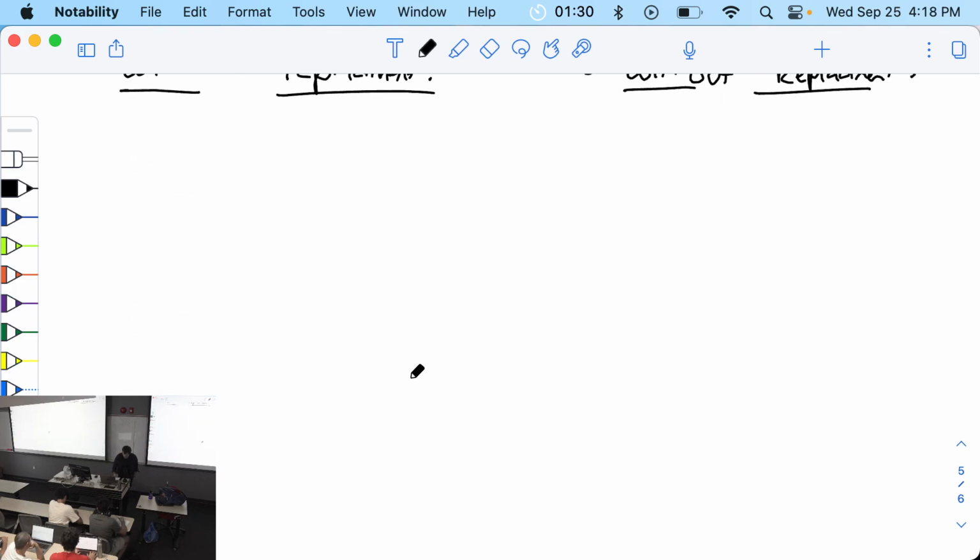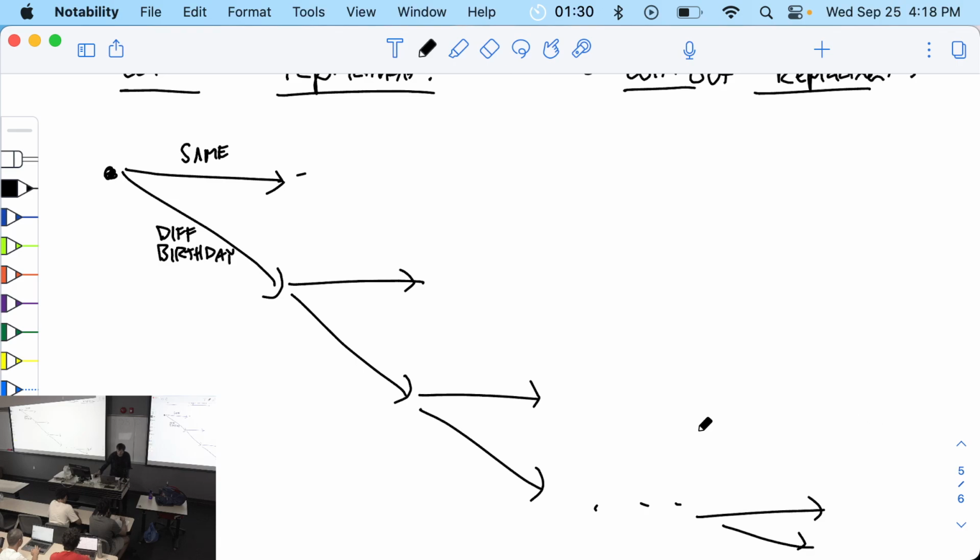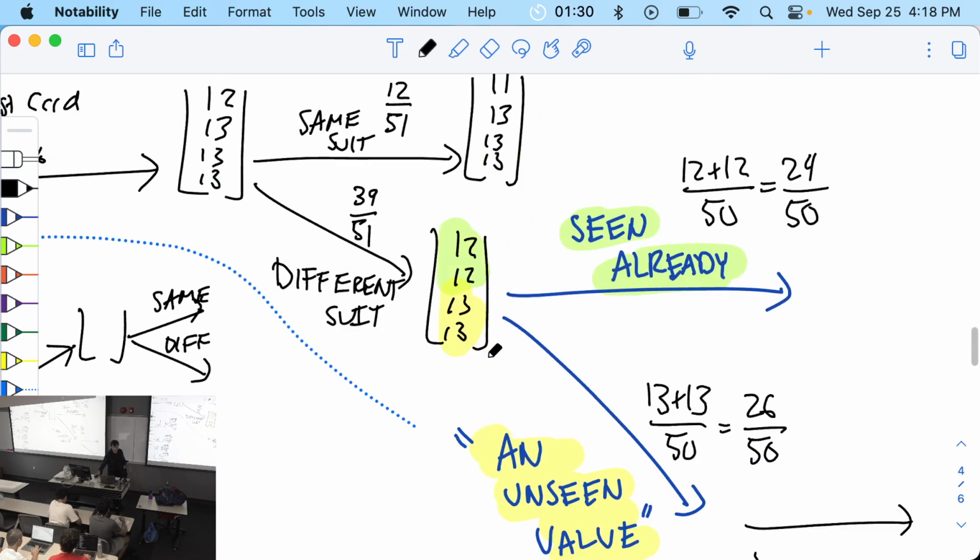So your homework before Friday's class is to draw the probability tree for same birthday, different birthday, and draw it 10 layers deep and see if you can find the formula. Same birthday, different birthday. And you can do same, different again and again. Can you do it 10 times and find the pattern? And that will let you solve what this is.